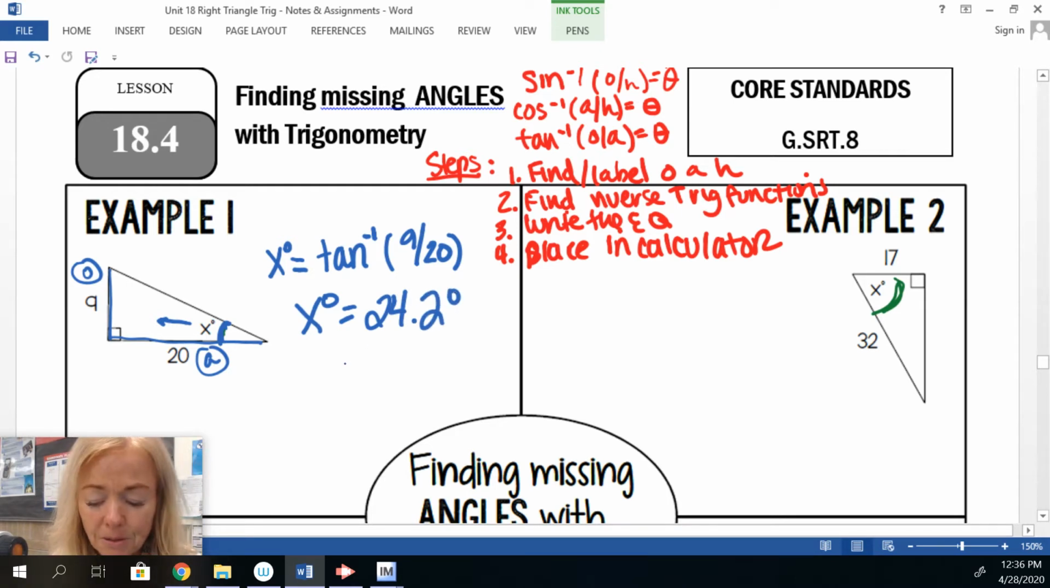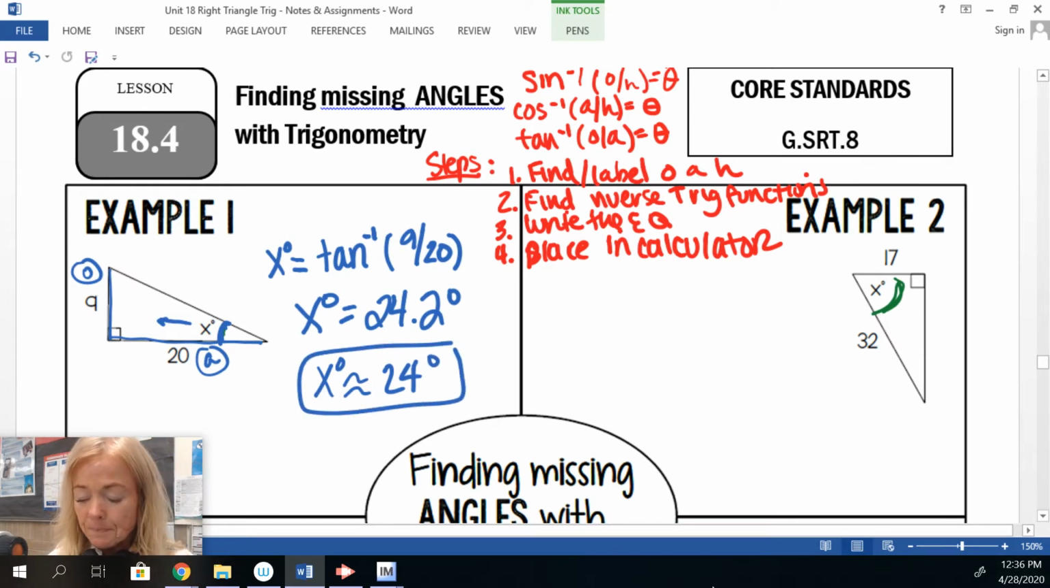Usually on degrees, I would say about 24. I usually just like to round on those. So same thing, but this time we're using our inverse functions, sine inverse, cosine inverse, tangent inverse, and we're just putting in the ratio. No need to solve or anything, which is really, really nice.